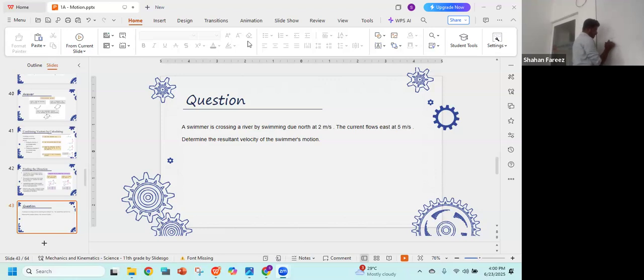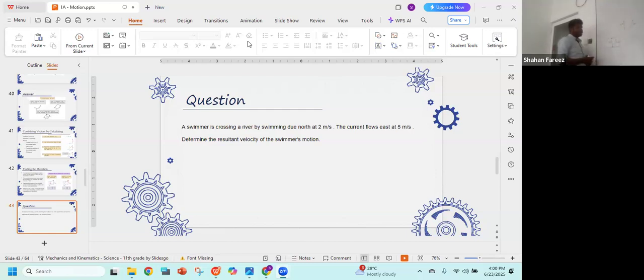He wants to go that way at a speed of 2 meters per second. This is the speed he wants to go at. But the river is flowing this way. The speed of the current is 5 meters per second east. That means the river is flowing this way at 5 meters per second. This is what we have, right? They are asking us to determine the velocity of the swimmer's motion. Now basically, I have a vector like this, 2 meters per second, and a vector like this, which is 5 meters per second.